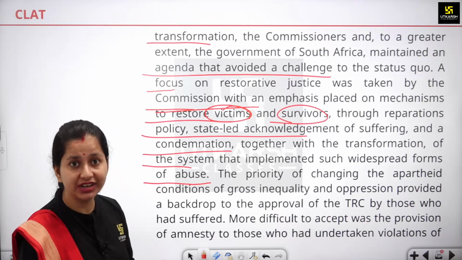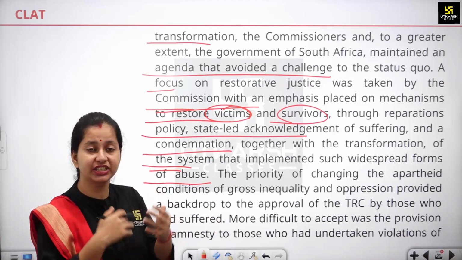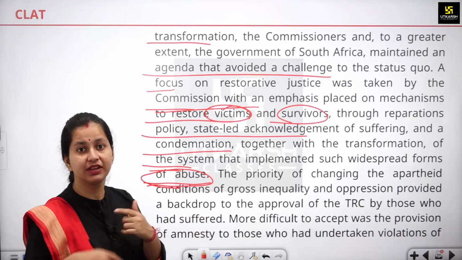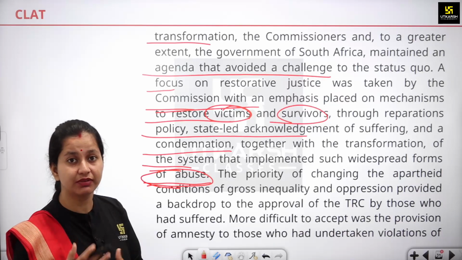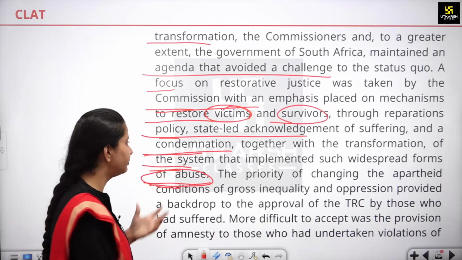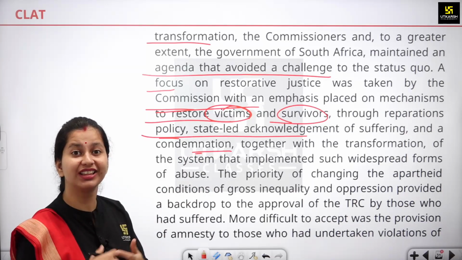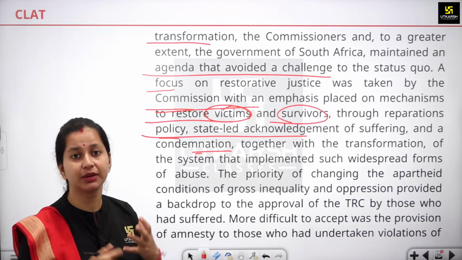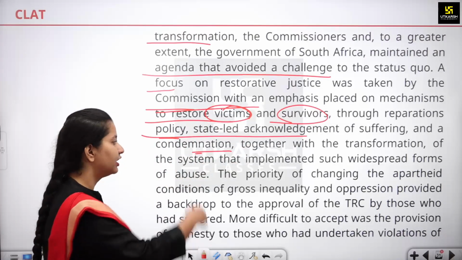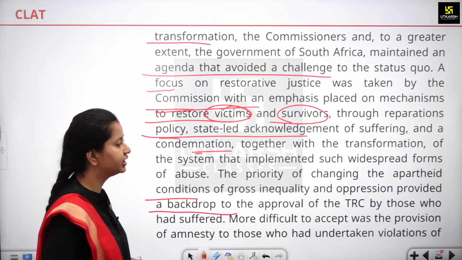If you acknowledge what you have suffered, the insult you have endured, the way you have been condemned, together with a transformation of the system, and you say how the system transformed such widespread abuse, the system that made us suffer so much, the system that caused us so much trouble, when you acknowledge this, then the victims and survivors would be restored through reparation policy. Now the priority of changing the apartheid condition of gross inequality, of serious inequality and oppression provided a backdrop to the approval of the TRC by those who had suffered.